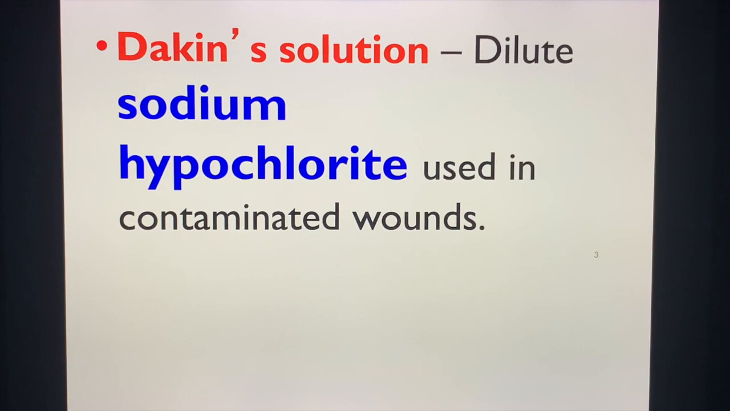Now, another pearl I want you to know. This is your dilute sodium hypochlorite. This is known as your Dakin solution. Now, what is your Dakin solution? This is a dilute sodium hypochlorite or bleach, which is used for the treatment of contaminated wounds.